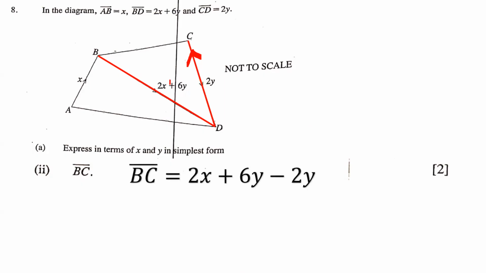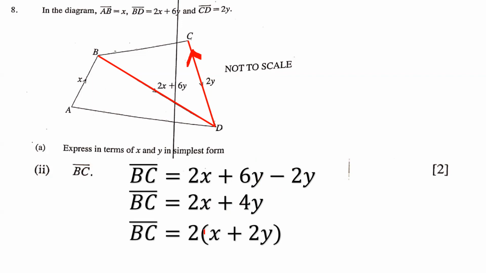So what that means is that in order to find out what is BC, we're going to go here, 2x plus 6y, perfect. But because we're going in the opposite direction of the 2y, it's going to be negative 2y. And so let's simplify. We know that 6y minus 2y is going to be 4y. And so we have 2x plus 4y. That's our answer, but we could write it in factored form. And so 2 times x, we know that's 2x, and 2 times 2 is 4. So BC is equal to 2 times open bracket x plus 2y.